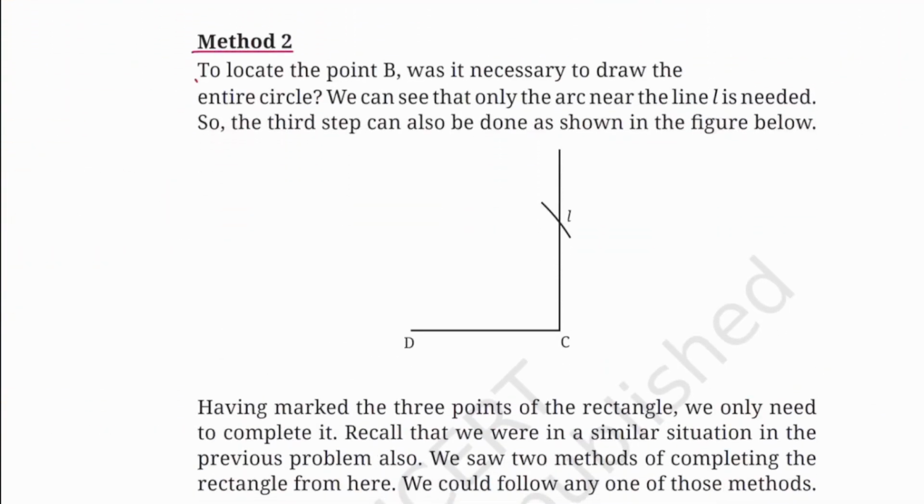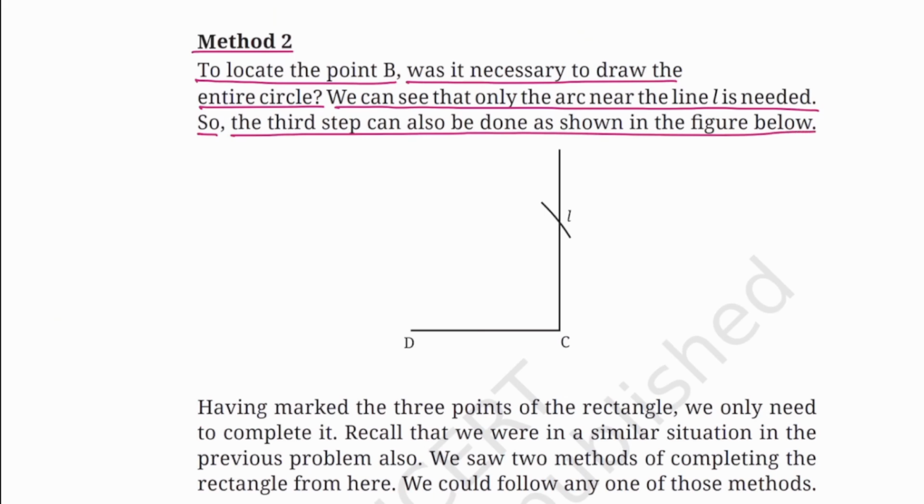Method 2. To locate the point B, was it necessary to draw the entire circle? No. We can see that only the arc near the line L is needed. So, the third step can also be done as shown in the figure below, like this.